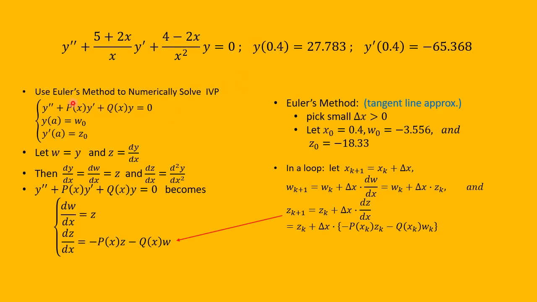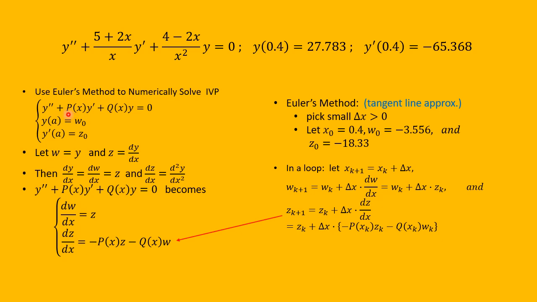So we're going to use Euler's method to numerically solve this initial value problem. Y double prime plus p of x y prime plus q of x times y equals 0, where y evaluated at a is some number w naught, y prime of a is another number which I'll call z naught.